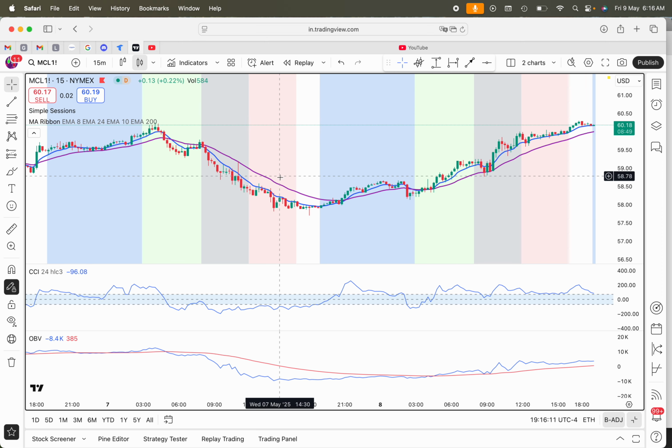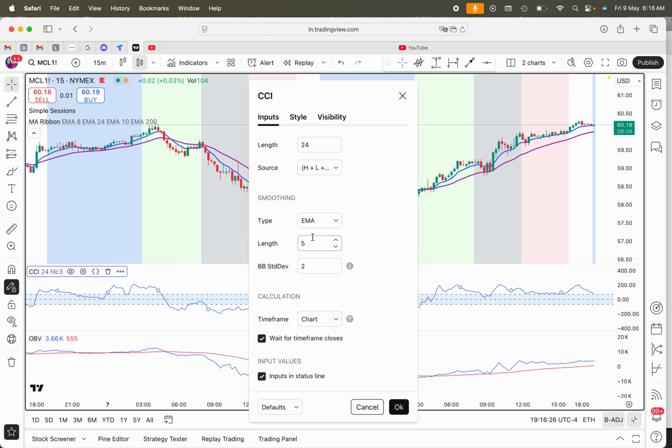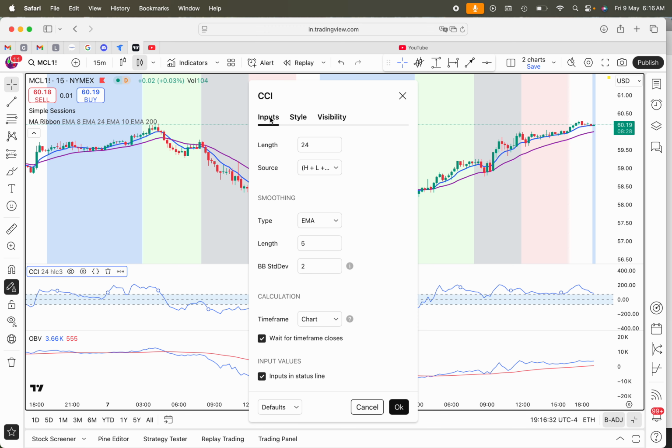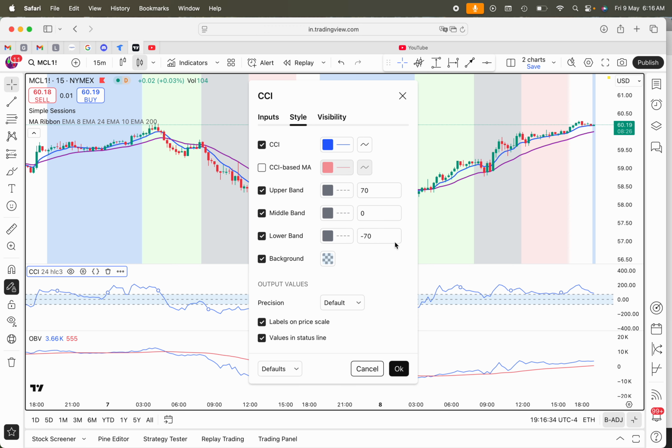But what we have here is a 15-minute chart. On the chart itself, we have an 8 EMA and a 24 EMA. The 8 is blue, the 24 is the purple one. Down below is the CCI, and I've just taken the moving average off. I've turned that off, and what I've also done is change the bands.